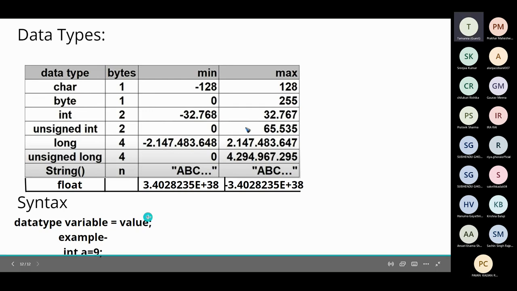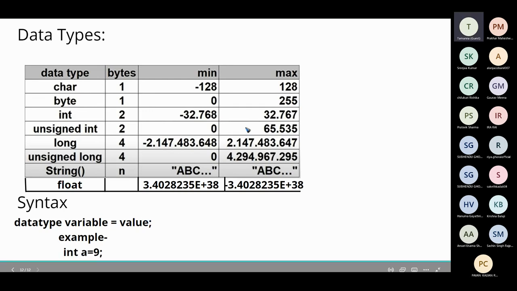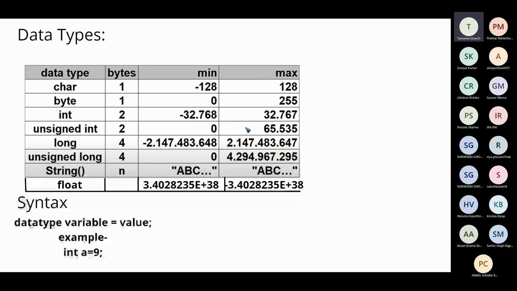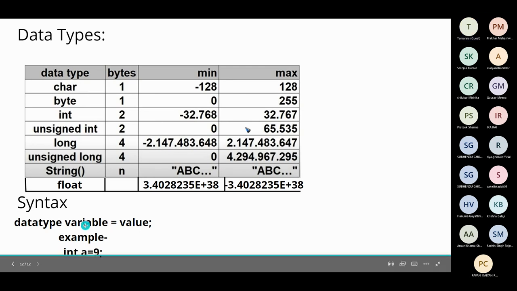So here's the syntax as to how to initialize one. We write the name of the data type. Then we write the name of the variable, whichever variable you want to choose, and then we assign it a value. For example, here we are assigning a value.